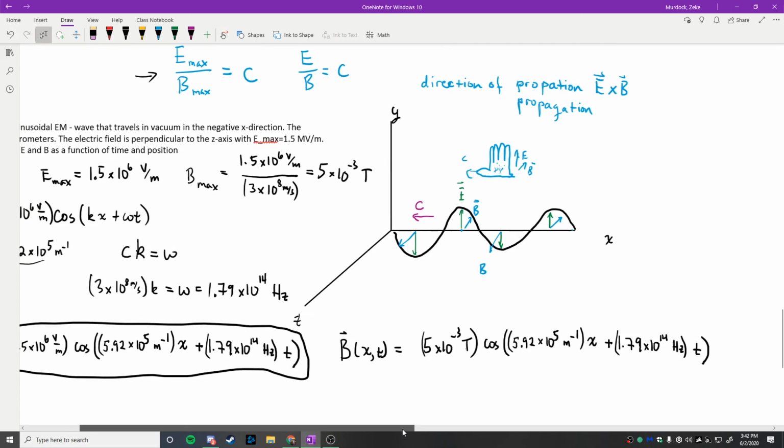Now, this is where we've got to think about our picture right here. Notice that when the electric field is positive, the magnetic field is negative. Wait, sorry. When E is negative, B is positive. When E is positive, B is negative. So we're going to have to throw in, first of all, a K hat, because the magnetic field is oscillating only in the Z direction. And then a negative sign.